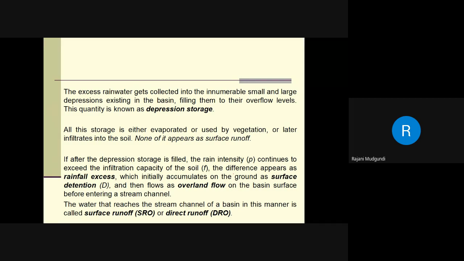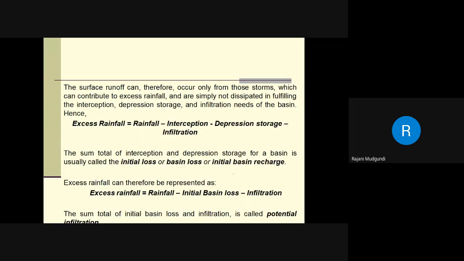The water that reaches the stream channel of a basin in this manner is called surface runoff or direct runoff. The surface runoff can therefore occur only from those storms which can contribute to excess rainfall. Whenever rainfall intensity is greater than infiltration capacity, then only the surface runoff can happen, as they are simply not dissipated in fulfilling the interception, depression storage and infiltration needs of the basin.